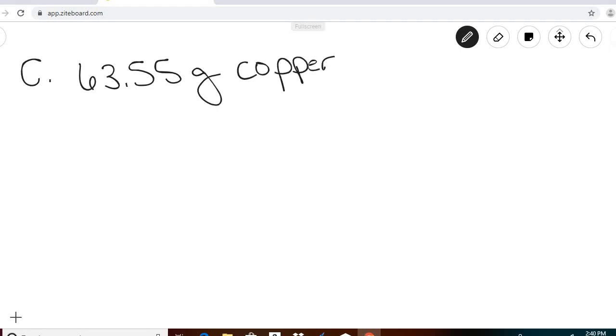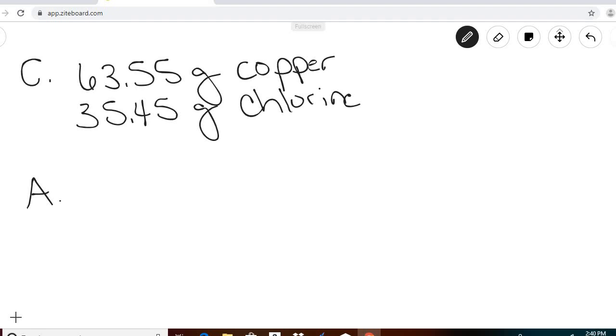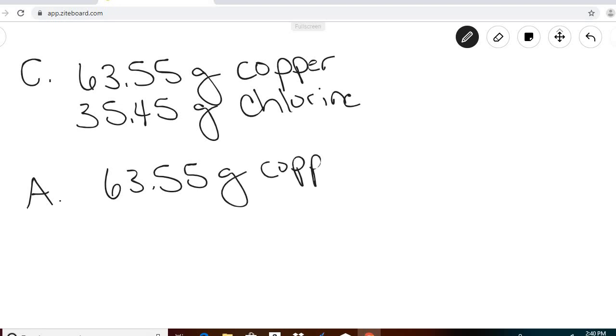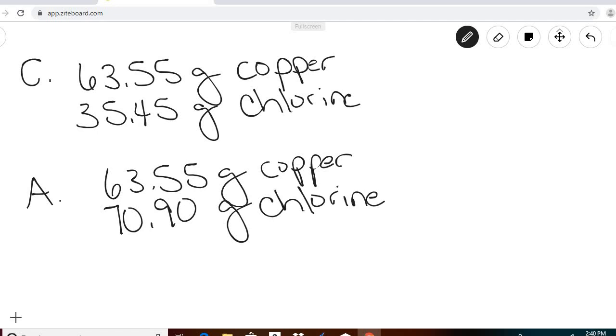Okay, so part C was 63.55 grams of copper for 35.45 grams of chlorine. Okay, so that was C, and for what we got for A was 63.55 grams of copper for each 70.90 grams of chlorine. Okay, so we were told that this is 1 copper for every 2 chlorines. 1 copper, 2 chlorines.